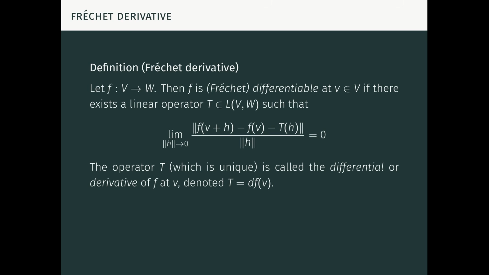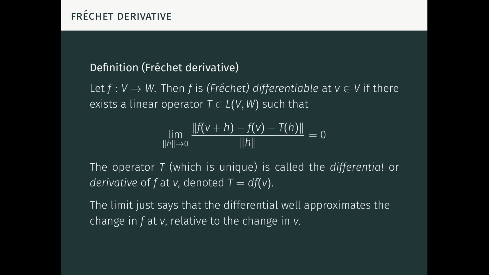So let's look at this limit more closely. The limit just says that the differential of f at v well approximates the change in f at v relative to the change in v. We can see this by looking at the quantity in the limit. The quantity is a ratio between numerator and denominator. Because it goes to 0, this means the numerator must go to 0. So let's first focus on that.